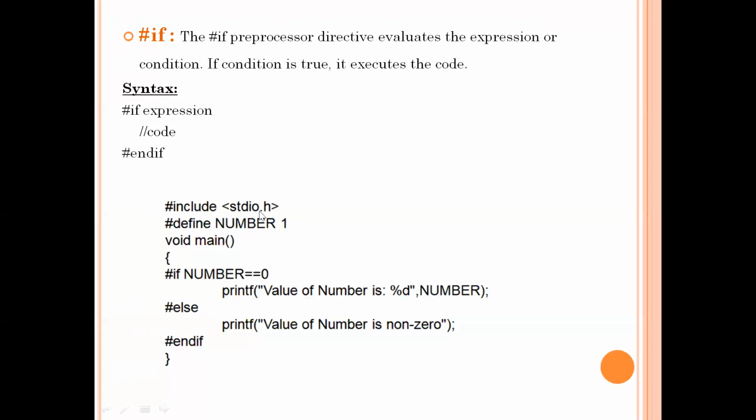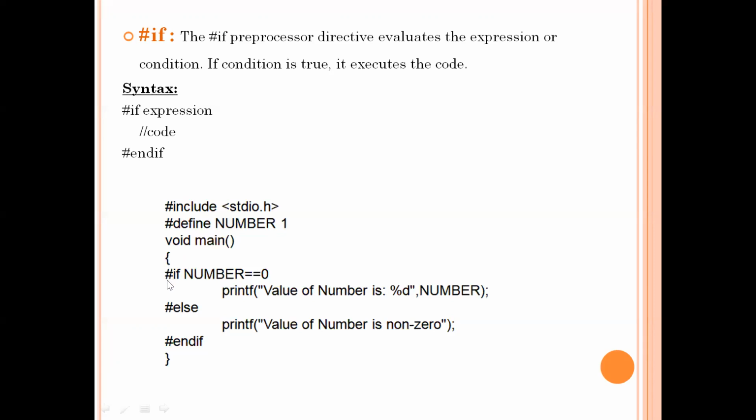Here I am including the standard library file by using the #include directive. In the next statement, I am defining an object-like macro by using the #define directive. My macro name is number, and the value of that macro is 1. So in my program, wherever I use number, it will be replaced with 1. Now see, the execution starts from the main method.